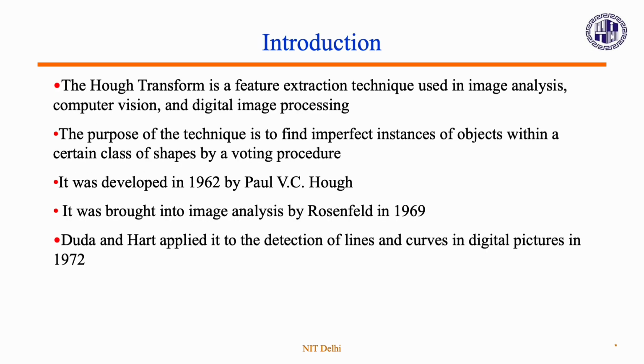Now coming to the introduction slide, we are going to know what Hough transform is. Basically, Hough transform is an algorithm which is used for extracting features from the image such as lines, circles, outlining, boundaries, corners present in the image. It is used in image analysis, computer vision and digital image processing.